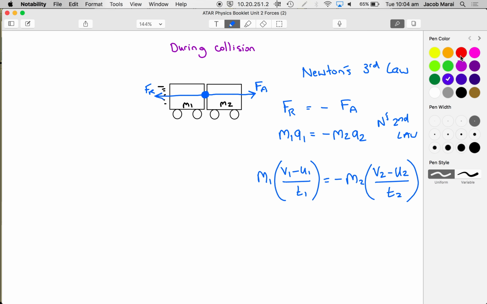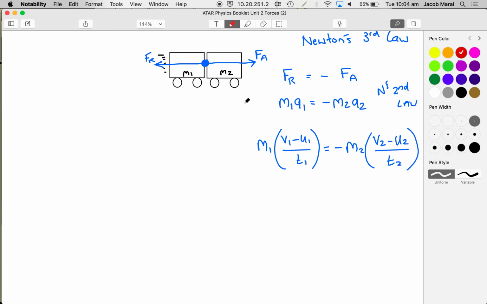Okay? Happy so far? See, I've just gone to red because I was going to put a little asterisk here and say that the time that mass 2 is touching mass 1 is the same as the time of mass 1 touching mass 2. And so we can cancel them out. We'll go M1 outside of V1 take U1 equals negative M2 outside of V2 take U2. Okay?